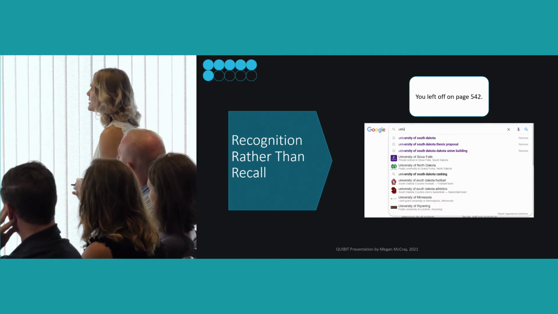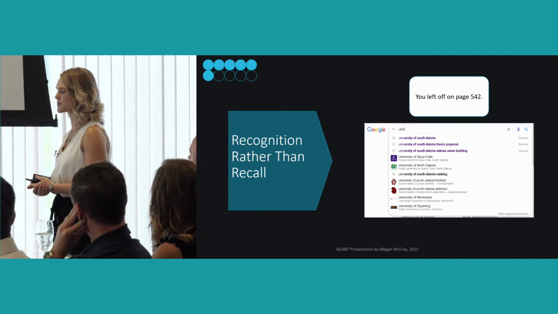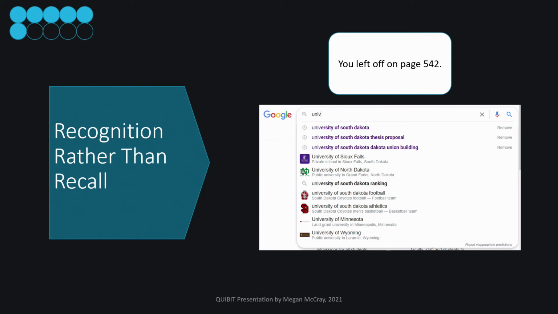So for example, when you're using a search engine and you search University of South Dakota, any link that I've previously clicked on turns purple versus the blue links. I'm easily able to tell which links I've been to before and which ones I have not. Another example is at the end of the day when I switch from my laptop to my desktop and I'm using a cloud sharing device, I get a pop-up that says, you left off on page 542. Great, you just saved me 541 pages of scrolling to get back to where I ended.